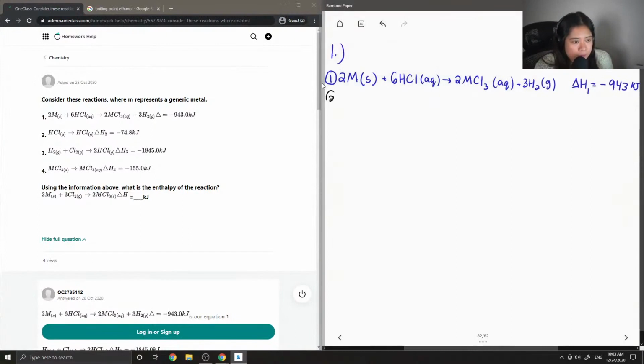So the main goal of questions like this is to tweak all of these different reactions so that we end up getting the reaction that we're looking for. I'll show in a minute after I'm done writing them all down. So just bear with me. I think this should be HCl aqueous.